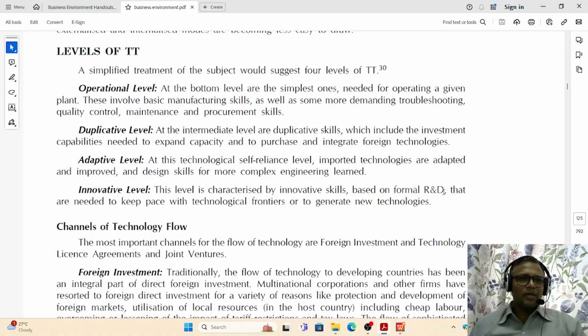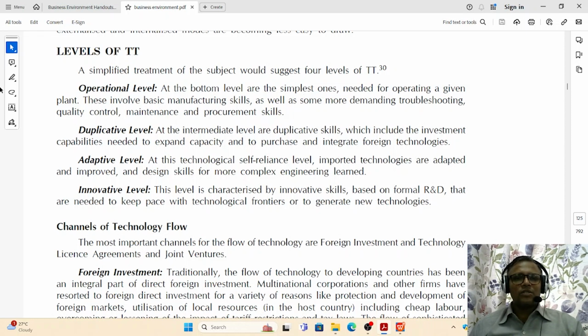Again, I'm repeating, the levels are 4. The operational level is the bottom level and the simplest one, in which the manufacturing skills that can troubleshoot some issues, help improve quality processes, or help maintain and procure are focused, and we focus on technology transfer related to these areas.